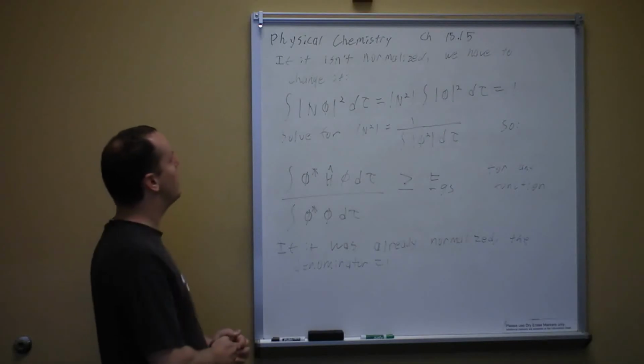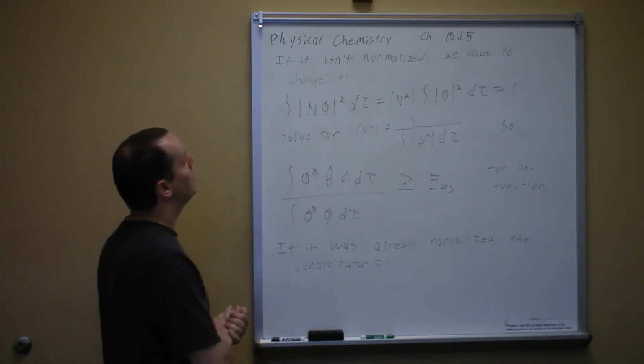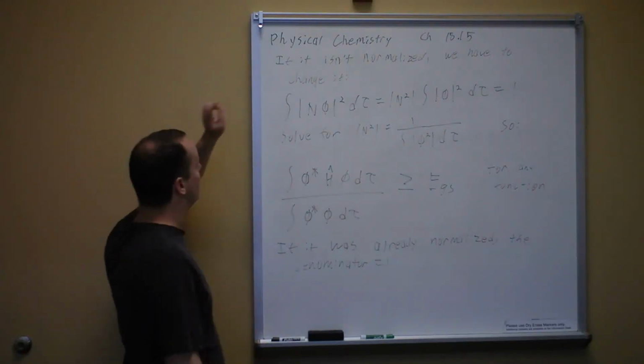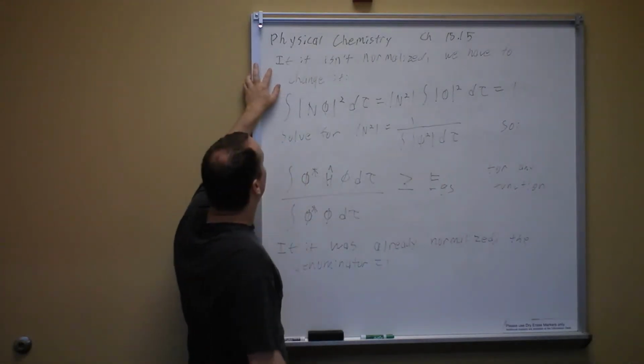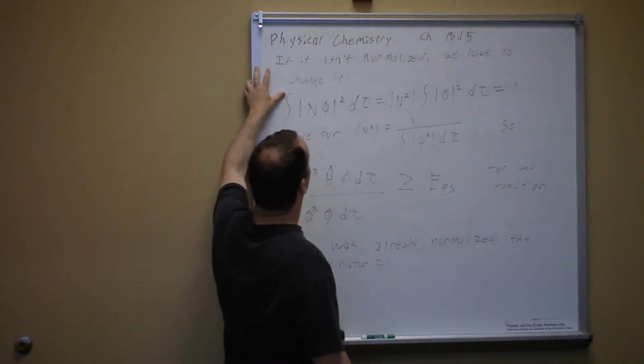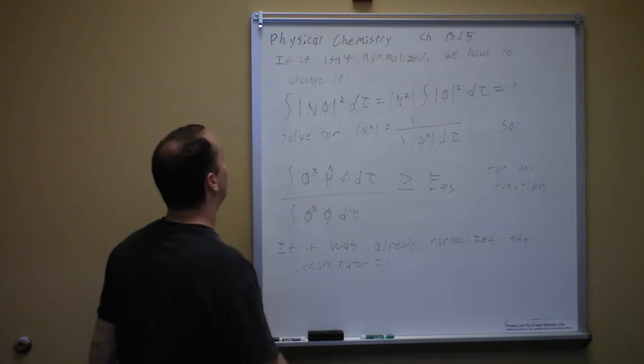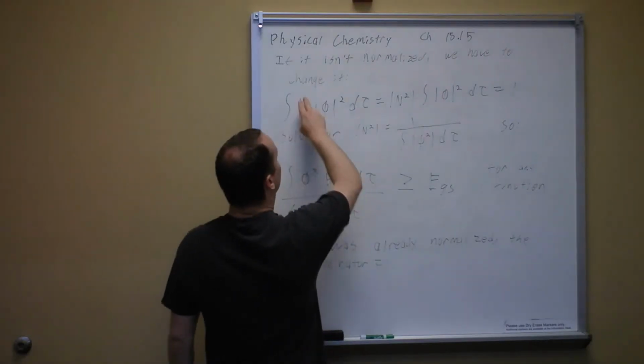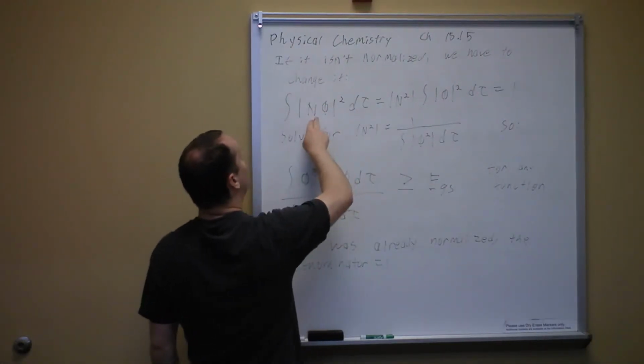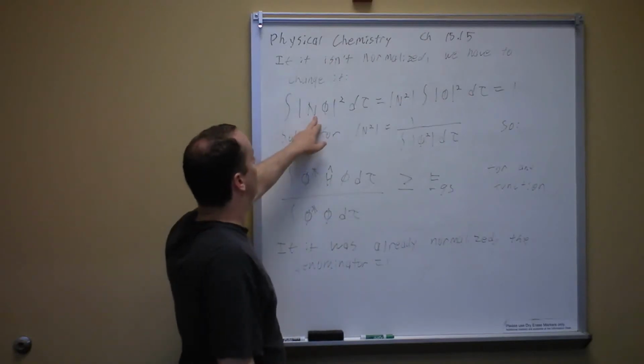Continue on Physical Chemistry, Chapter 18, Section 15. We're talking about approximation methods. So if that function isn't normalized, then the first thing we need to do is normalize it. Now remember, normalize would mean we're going to throw in an n, a constant, to normalize it.